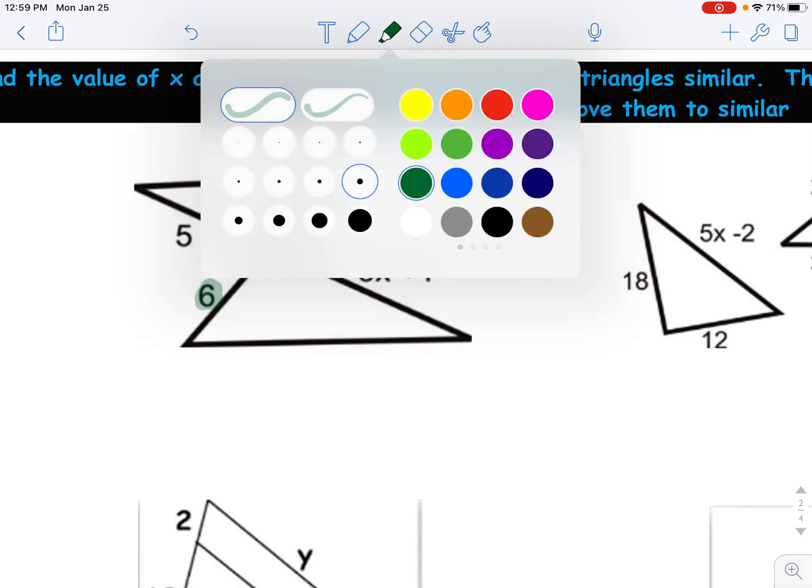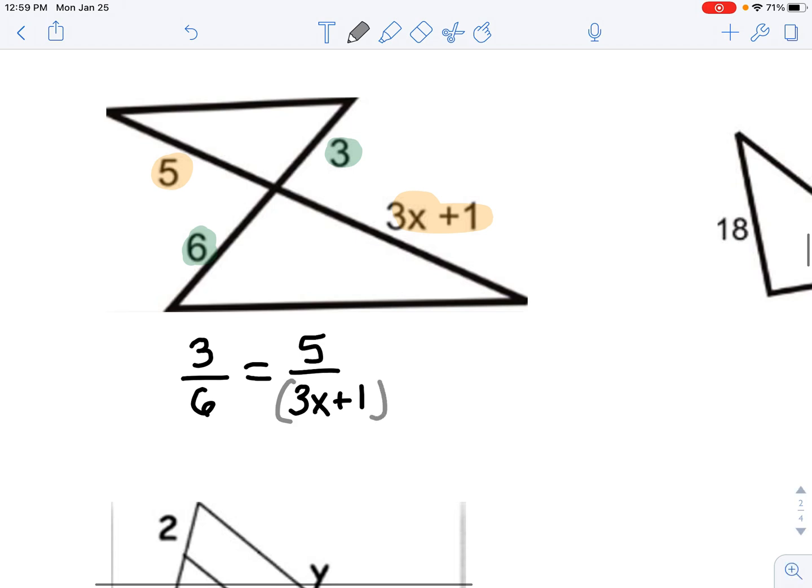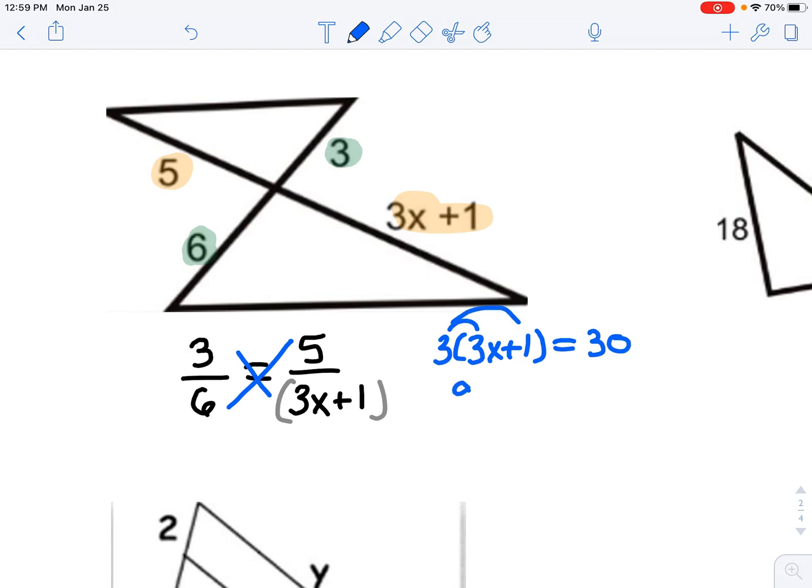I'm going to say this corresponds to that, and that corresponds to that. All right, so I'm going to very carefully say, well, 3 relates to 6, 5 relates to 3x plus 1. Again, when I have a lot of junk, I like to put parentheses before I cross multiply. Thus, when I do cross multiply, I can ensure I'm going to keep my work organized, because I can remember, well, I got to distribute.